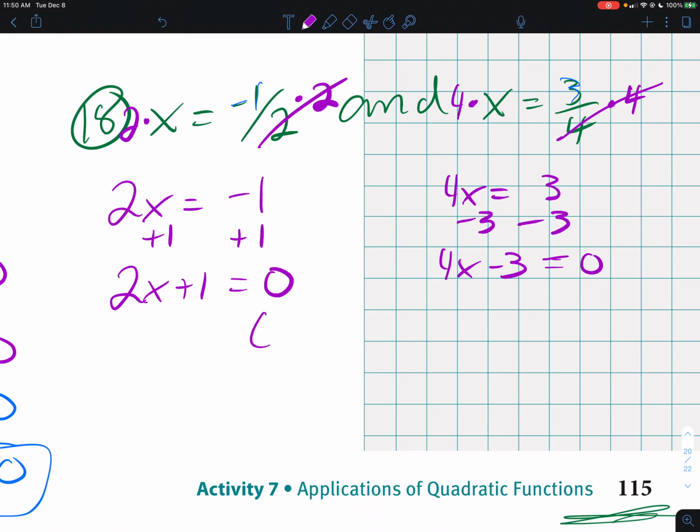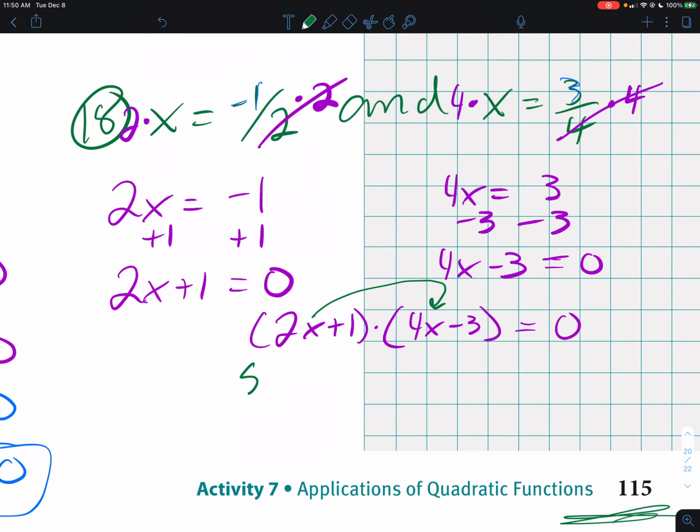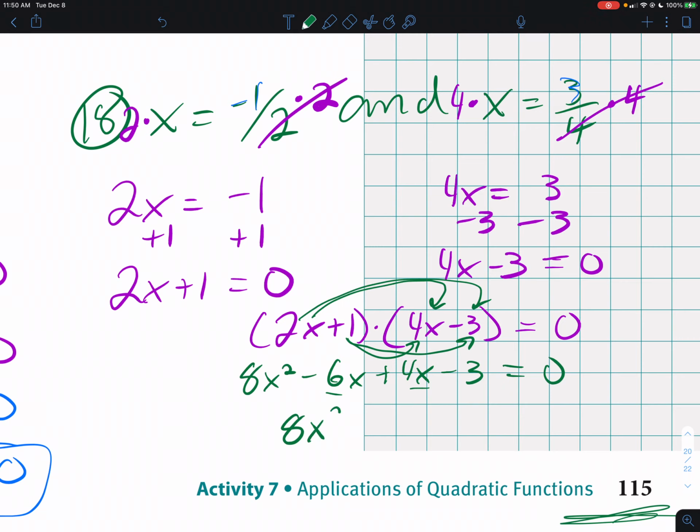Now, sorry, not combine, it usually implies addition, but we'll multiply these two together to get our standard form. 2x times 4x would give us 8x squared. 2x times negative 3 would give us negative 6x. 1 times 4x is 4x. And then 1 times negative 3 is negative 3. Combine like terms, so I get 8x squared minus 2x minus 3 equals 0. And there's our final answer.